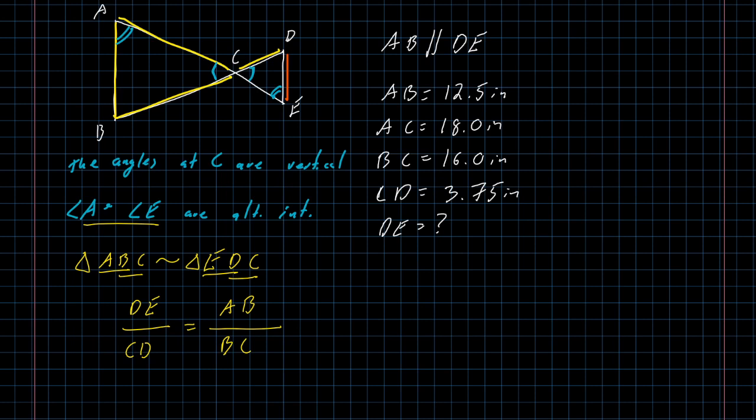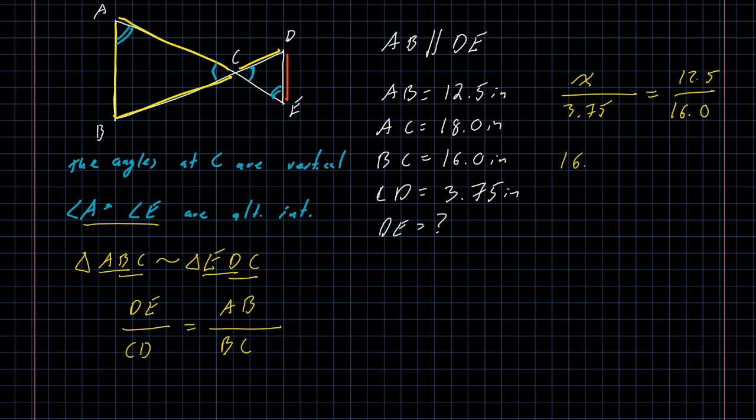With that information in hand, DE is my unknown. I'll write a little x for that. CD on this list is 3.75. AB is 12.5. BC is 16.0. All of these measurements are in inches, so I know that my resulting value is going to be in inches as well. I don't have to carry inches along with me throughout the entire process.